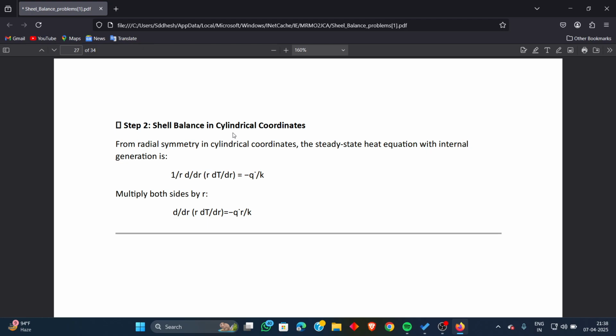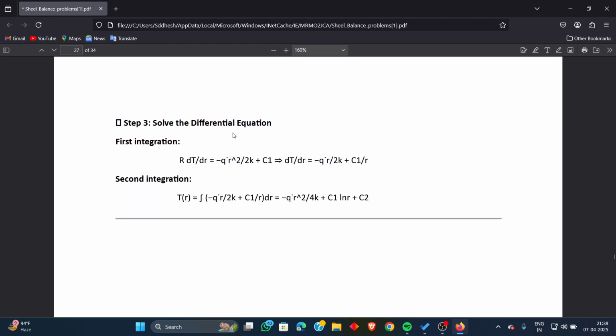Step 2, shell balance in cylindrical coordinates. From radial symmetry in cylindrical coordinates, the steady state heat equation with internal generation is 1/r d/dr (r dT/dr) = -q̇/k. Multiply both sides by r: d/dr (r dT/dr) = -q̇ r/k. Solve the differential equation.